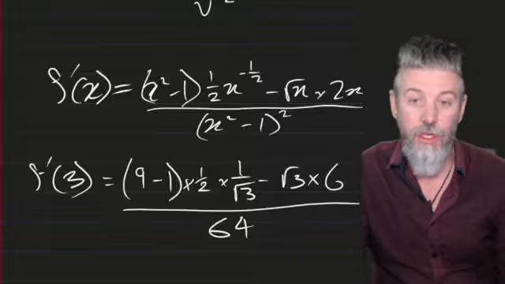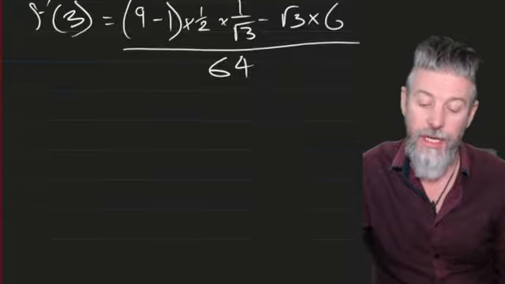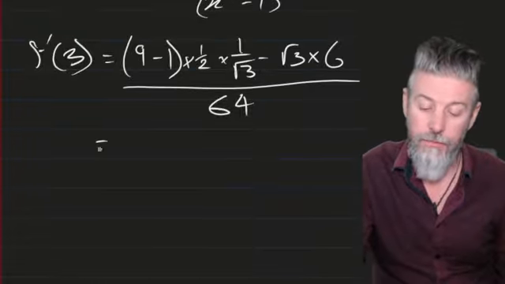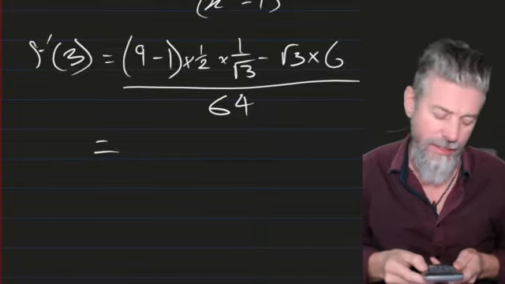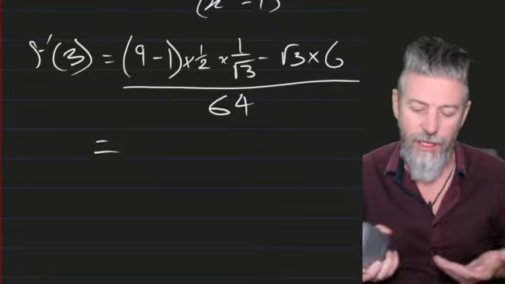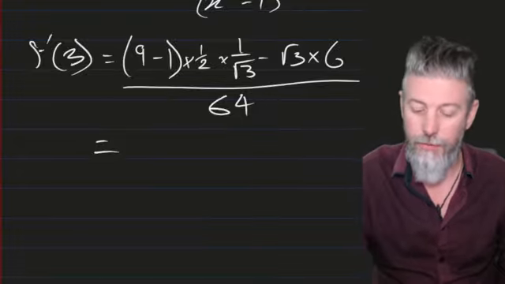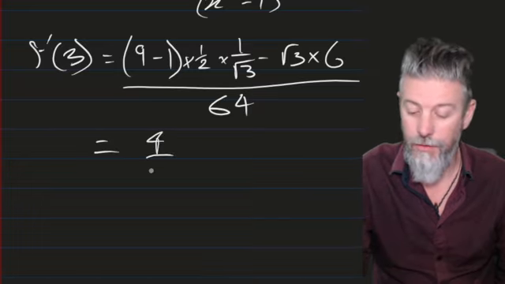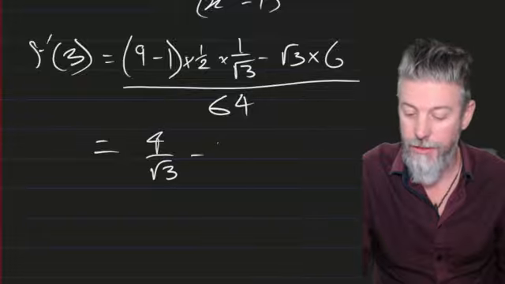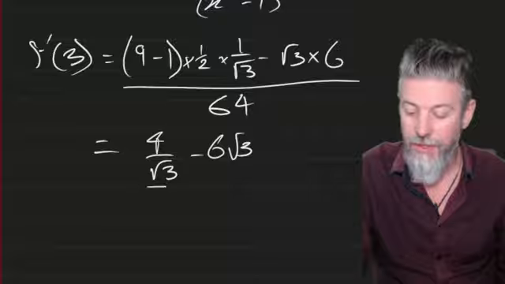And I'm going to just go and chuck this in my calculator and get a value for the derivative at that point. Am I going to chuck it in my calculator? Yeah, it's got a root 3. I mean, I could be tidy and go for an exact value. 8 times a half is 4. So 4 over root 3 minus 6 root 3 over 64.